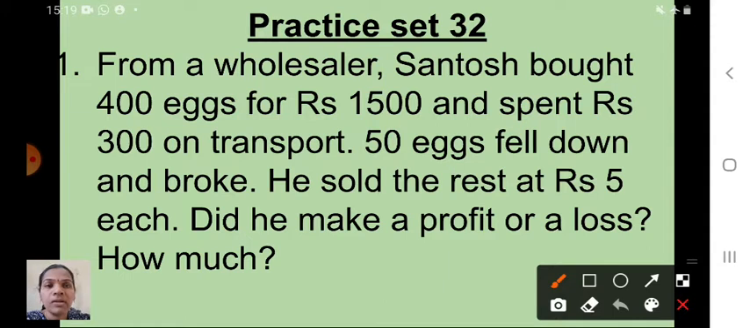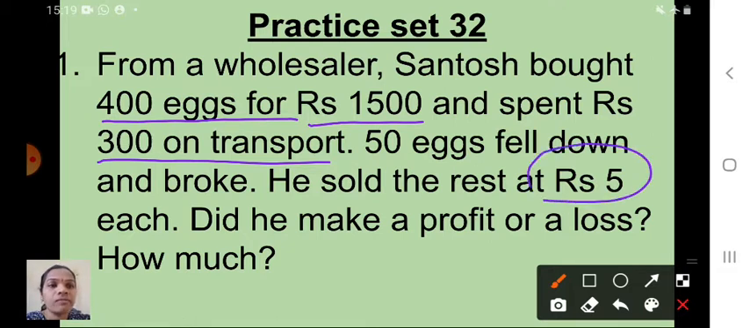First sum, this one I will read now. From a wholesaler, Santosh bought 400 eggs for rupees 1500 and spent rupees 300 on transport. 50 eggs fell down and broke. He sold the rest at rupees 5 each. Did he make a profit or a loss? How much? Your question is that we have to find whether Santosh made a profit or loss, and how much also.